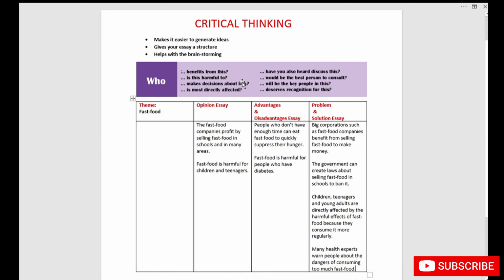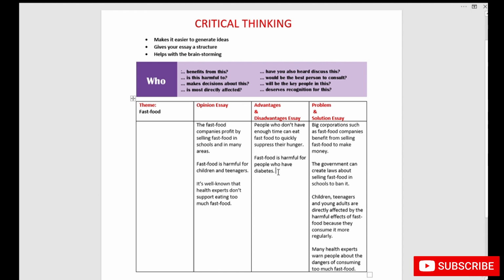And let's go back to the opinion essay part. For example, let's imagine that you are writing your conclusion, so you can say, it is well known that health experts don't support eating or consuming too much fast food. And then you can make a connection with your idea that it should be banned in schools, for example.